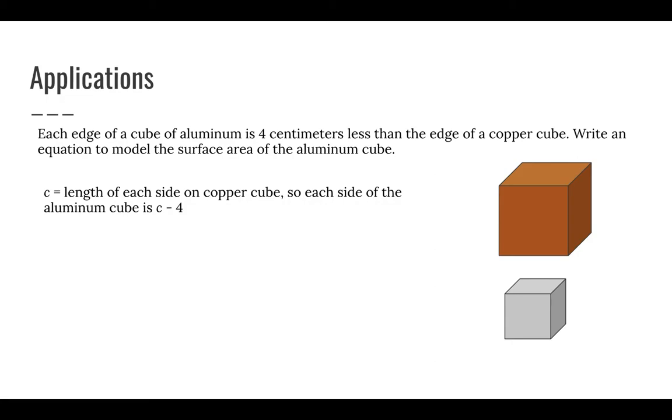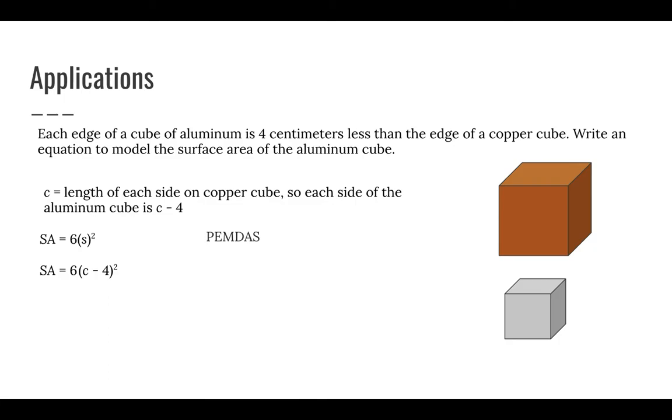The next thing that we're going to need is, how do you find the surface area of a cube? Well, here's the formula for the surface area of a cube. SA, standing for the surface area, is 6 times the side length squared. Well, our side length for the aluminum cube is C minus 4. So where I see the S, I am going to substitute in the C minus 4.